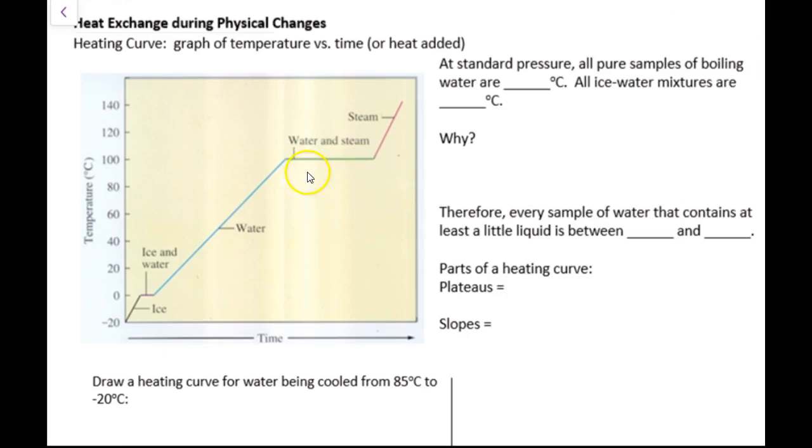So what are those plateaus? Those are where phase changes are happening. So first of all, we can start by saying that at standard pressure, all pure samples of boiling water are what temperature? Well, according to our little plateau here, we've got water and steam, so that's a mixture of liquid and gas. Therefore, it's right at the boiling point. It's at 100 degrees Celsius. So that's going to happen at its boiling temperature, which would be 100. Okay, and then all ice water mixtures, according to our lower plateau, are 0 degrees.